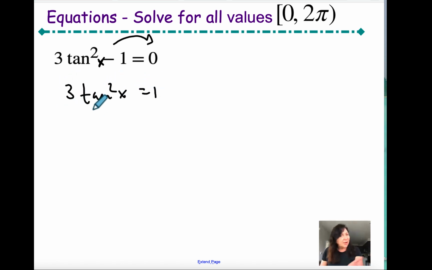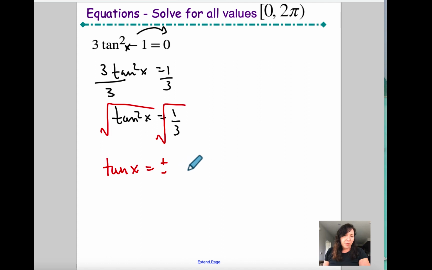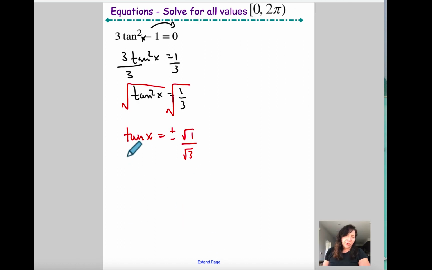Get rid of the 3. That's 3 times that. So undo times by divide. So divide both sides by 3. So now I have tangent squared of x equals 1 over 3. How to undo a square is you square root it. So we're square rooting both sides. So you go tangent of x is equal to plus or minus, and this is going to be root 1 over root 3. And square root of 1 is 1. So that's going to change to root 1 plus or minus.